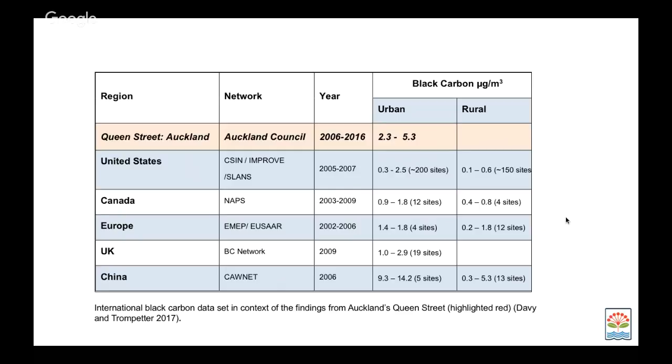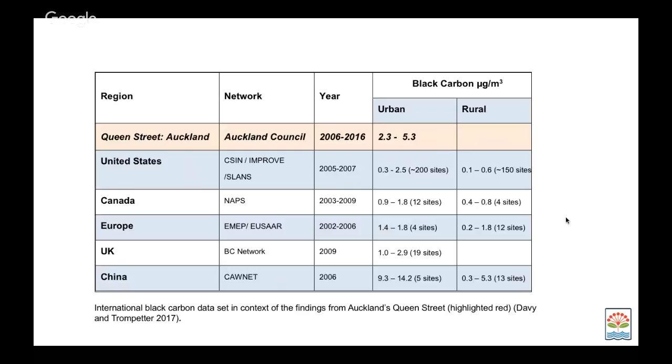Their range is from 9.3 to 14.2, isn't it? Yeah, I just don't believe that. I mean, Auckland is not comparable with China. Well, that's a fair comment, because you're comparing a city with a whole country rather than a city in that country. That's right. I completely agree with you.